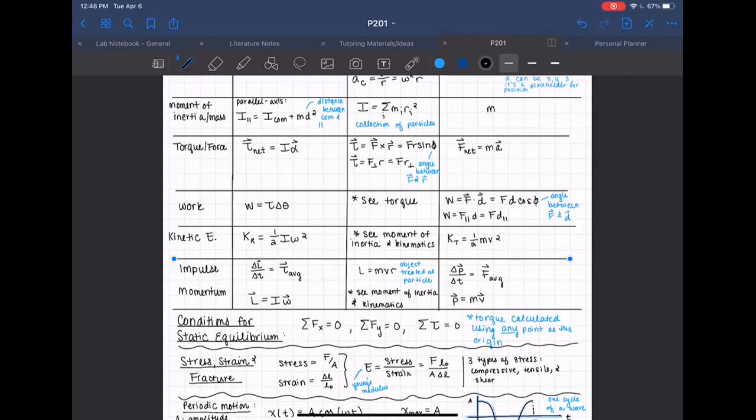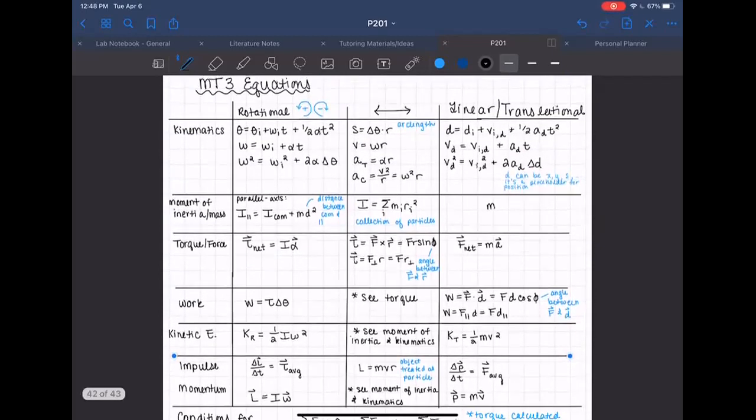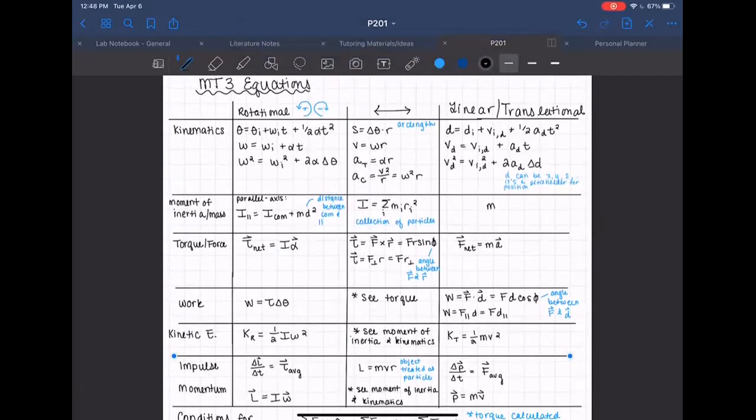But yes, so that was very fast, but I know that we've kind of beaten these to death for the past couple of weeks. So any questions on any of these rotational or linear quantities or going back and forth between them?